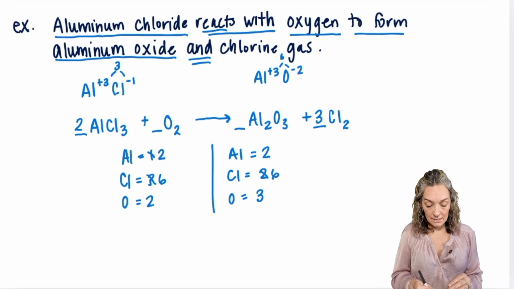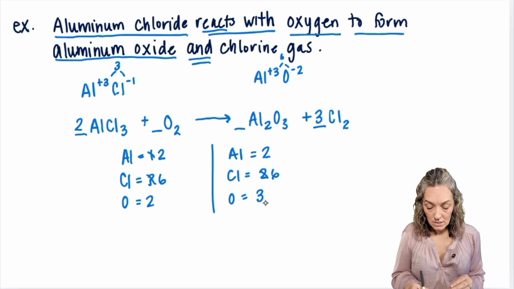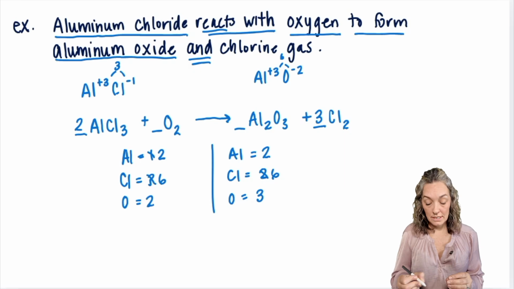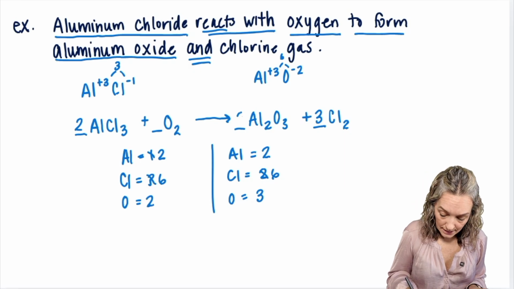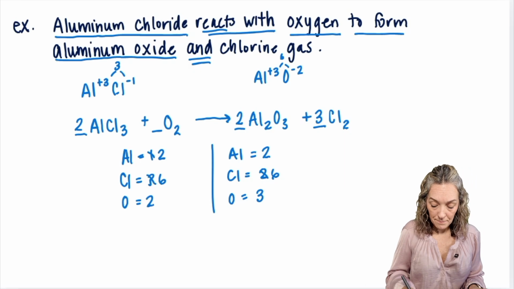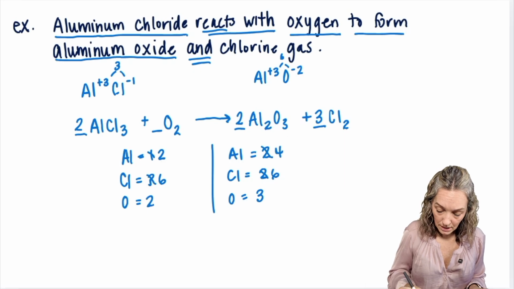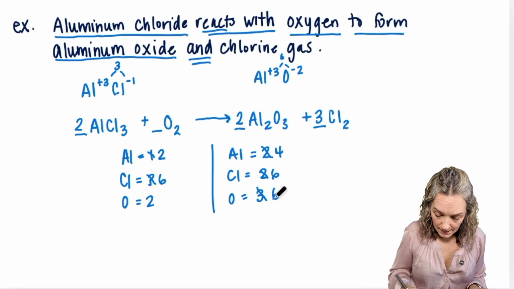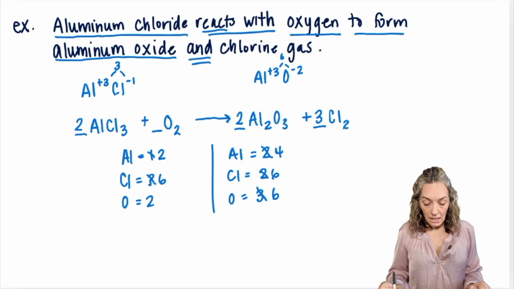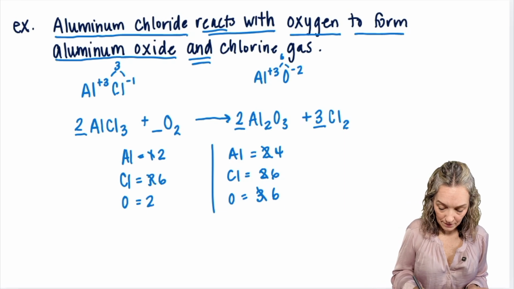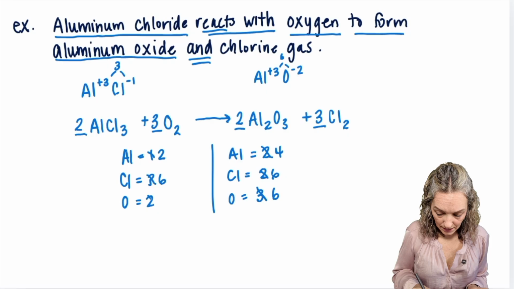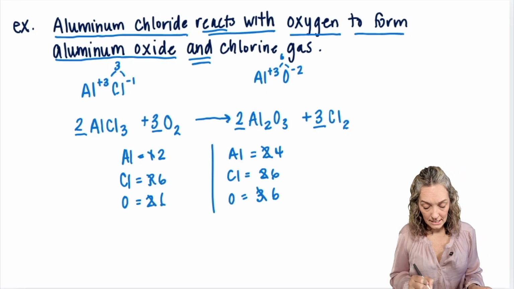Now I'm down to my oxygens. So my oxygens do not match, but there's not an easy fix. The lowest common multiple between these two is 6. So I can get to 6 oxygens by putting a 2 here. That 2 distributes through to give me 4 aluminums and 6 oxygens. Now, when I go back to the other side, I can fix my oxygens by putting a 3 here to give me the 6 oxygens I need.